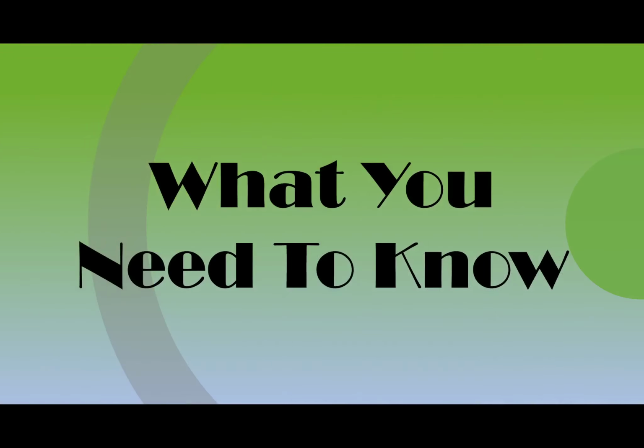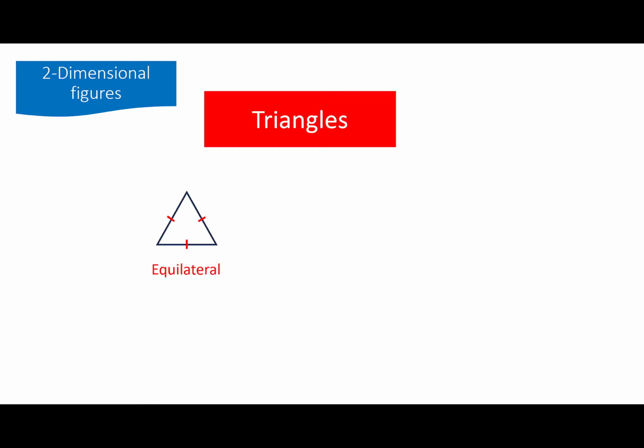Hello and welcome. Here is what you need to know before we get to the examples. Two-dimensional figures. Triangles. This is called equilateral. That means all the sides are equal and all the angles are equal. Isosceles, only two sides are equal and these two angles are equal. Scalene, sides are different and angles are different.